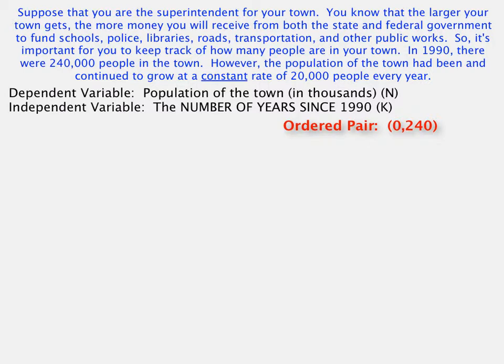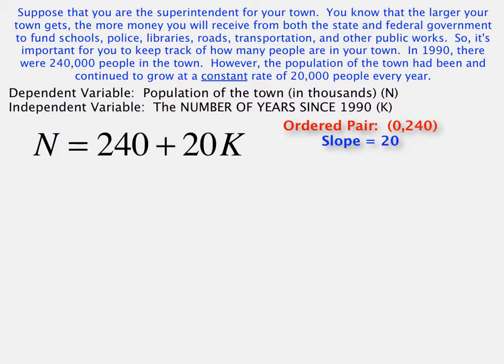In this case, we're now looking for the equation of a line still with the same slope of 20, but with an intercept of 240. And that one's obvious. That'll just be n equals 240 plus 20k. This is just like one of the equations we made back in the day.